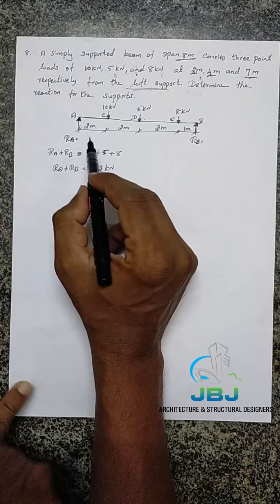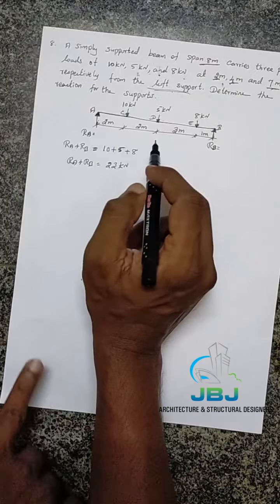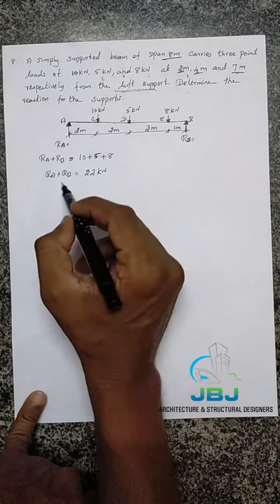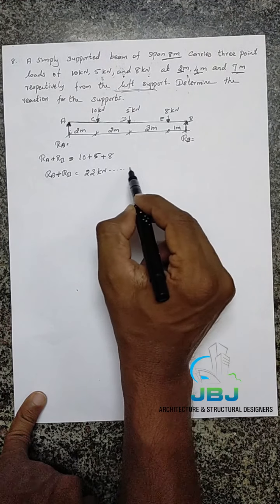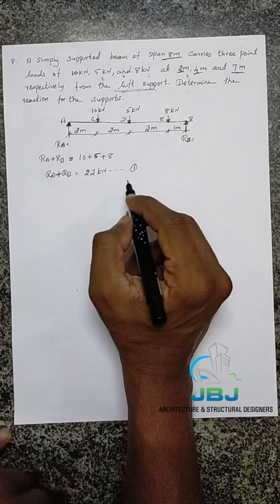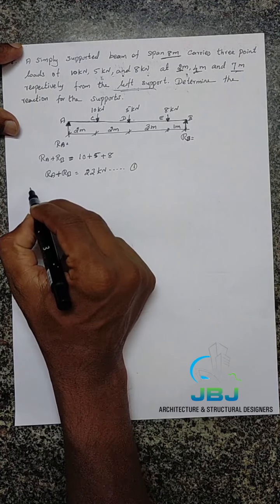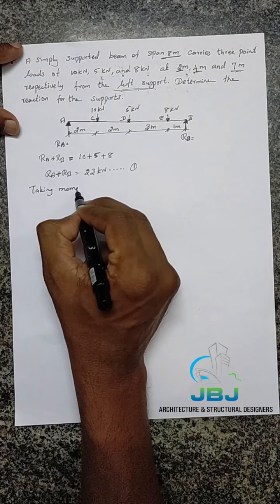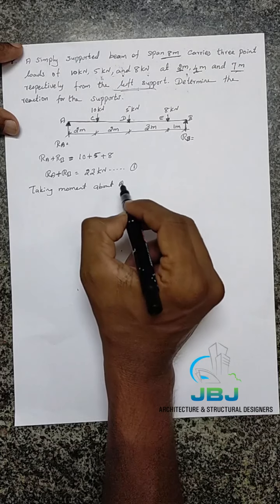We don't know exactly how much force is carried at support A and how much is carried at support B. Here we should find the forces. Keep this as equation number 1. Then what's the next step? First of all, taking moment about A.